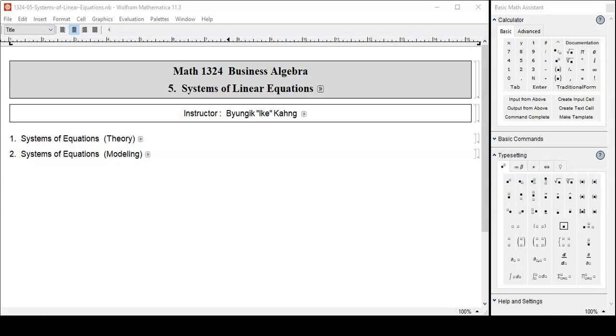Hello students, welcome back. We are done with section 1, the theory part. Now let's go to section 2 and do some application.